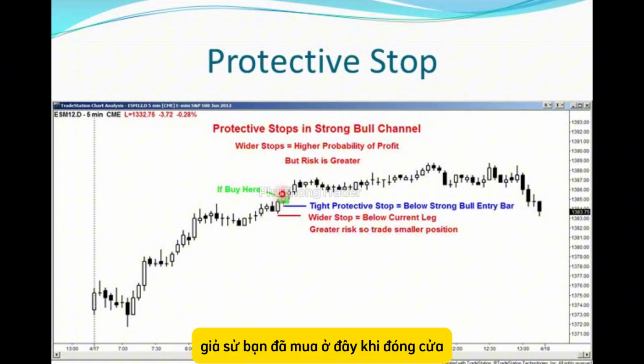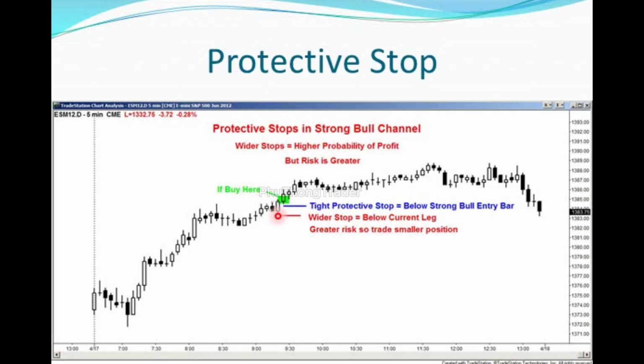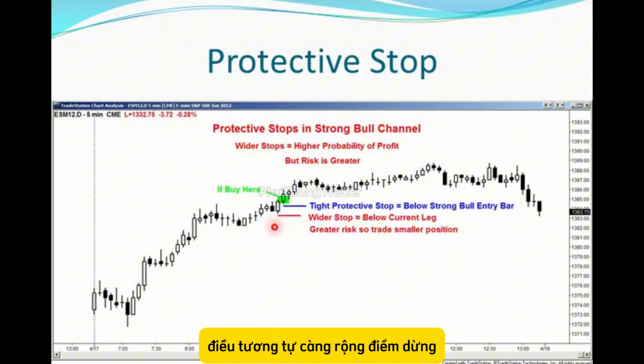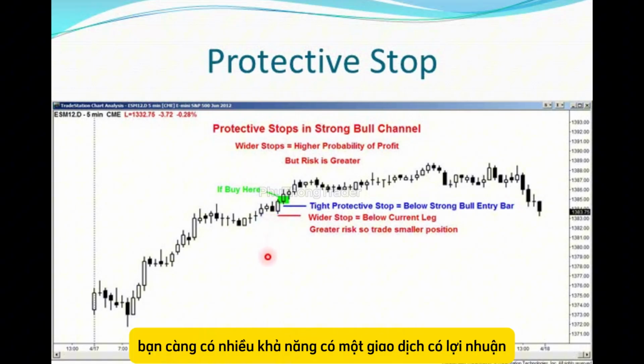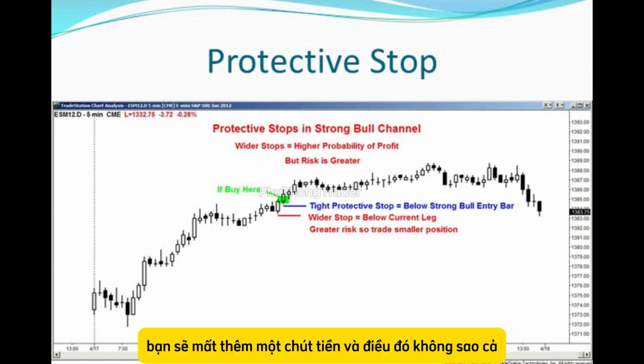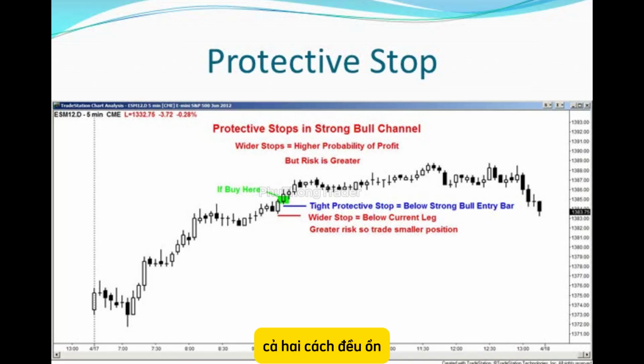Let's say you bought here at the close, or for any reason, above the high of this outside up bar, above the high of this bear reversal bar after it triggered shorts. You can use a tight protective stop below the low of the bear breakout bar, or you can use a wider stop below the low of the most recent higher low. Same thing, the wider the stop, the more likely you'll have a profitable trade, the less likely you'll get stopped out. But when you do get stopped out, you'll lose a little bit more money. And that's okay, both ways are okay.